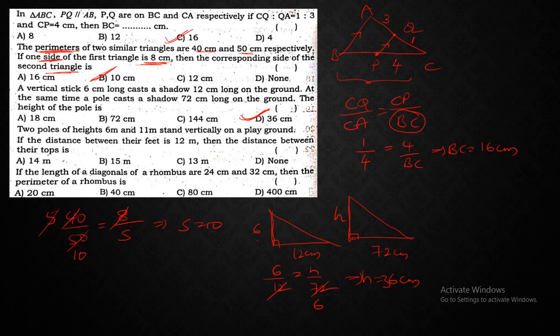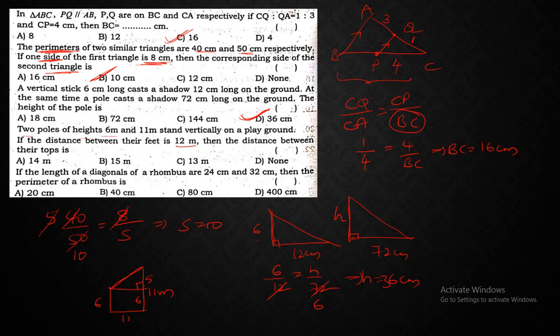Next, what he has given? There are two poles, one pole is 6 meters height and the other one is 11 meters height. So both are standing on the ground. So that means if this is 6 meters, then this part is 5 meters. So when I join their tops, I am going to form a right angle triangle. Now what he has given, distance between their feet is 12 meters.